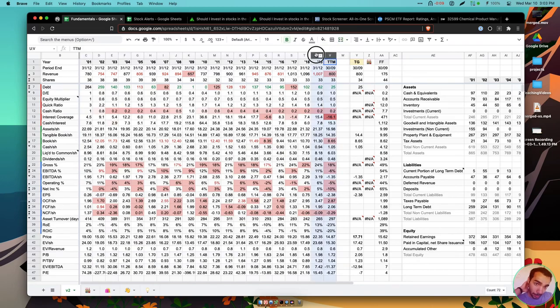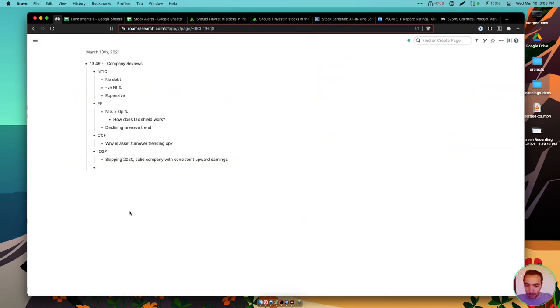Whoa, that is some dip. Oh, COVID, right? Okay, so it was kind of dipping before as well. Yeah, it dipped for a couple of years, 3 years actually. And then came back up and resumed its positive trend until 2019. And then 2020 didn't fare so well either. Okay, so declining revenue, that's a concern. I'd want to understand why, even before COVID.